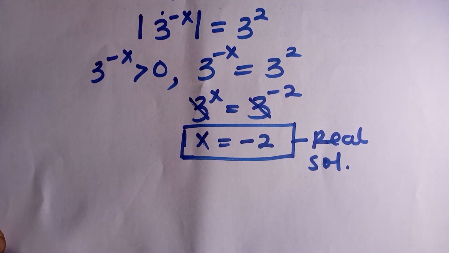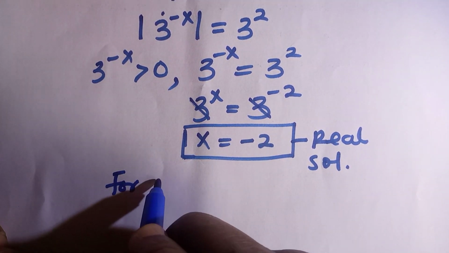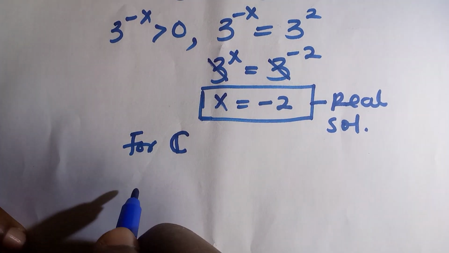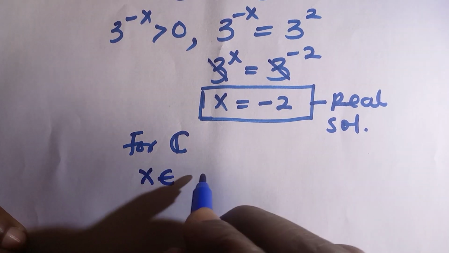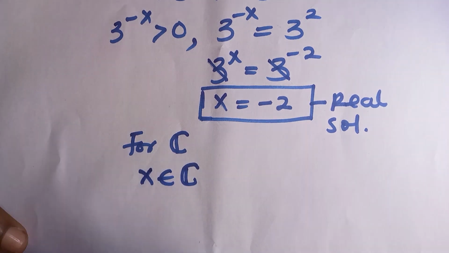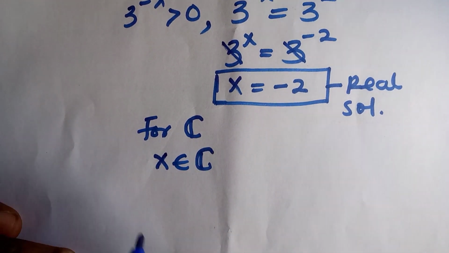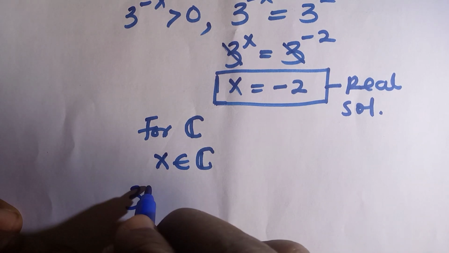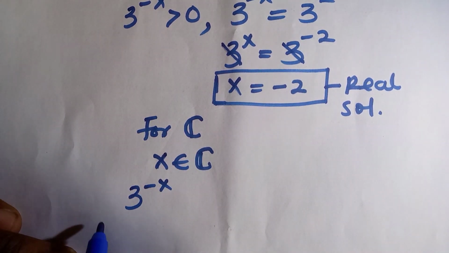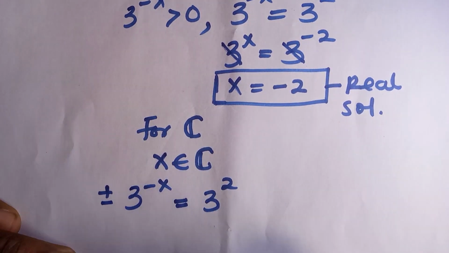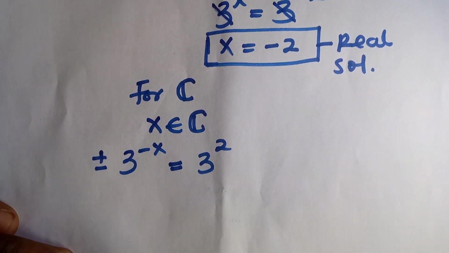And to do that, we are going to consider some basic rules of Euler. Suppose we have x as a member of complex numbers in this problem, right? So if you consider this particular Euler, remember that this exponential can take either positive or negative values. As this 3 raised to the power of minus x, if it takes positive or negative value, then it equals 3 raised to the power of 2. And the two sides both are in exponent form, so I can do the replacement.